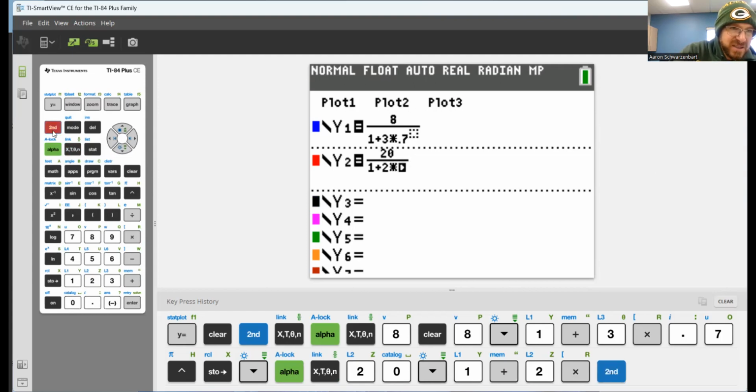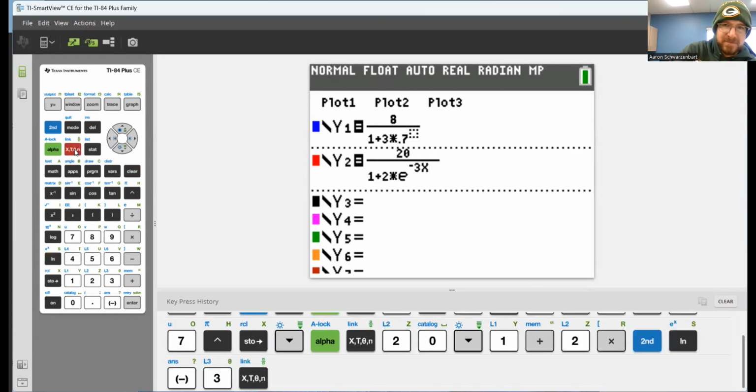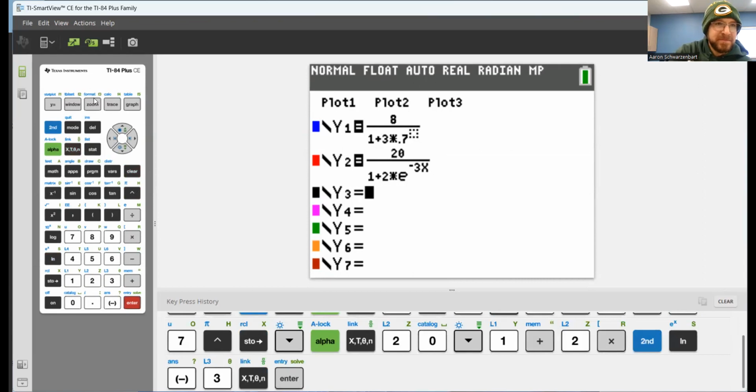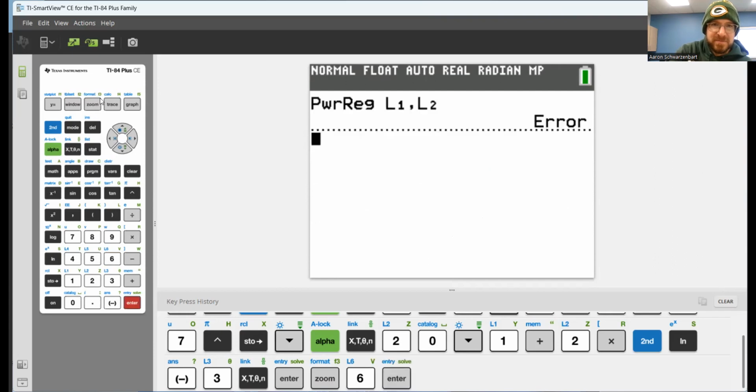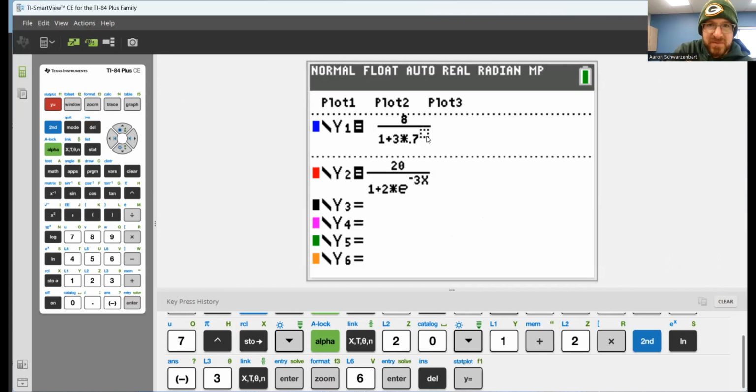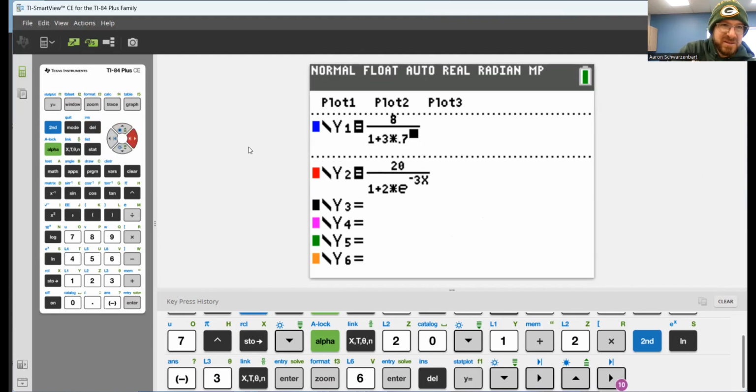On my calculator, there's an e to the x button, that's second function of ln. Oops, I missed the x on this one. So it will not graph because I missed the x here. Anytime I get an error, I always hit go to. And I go find it.